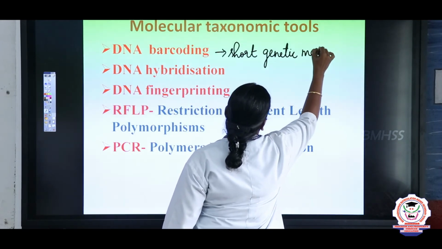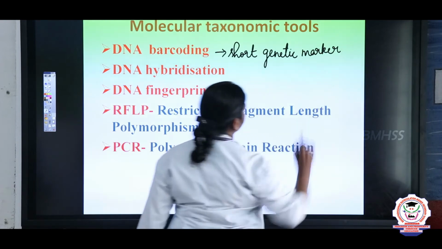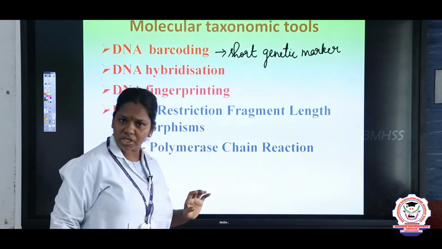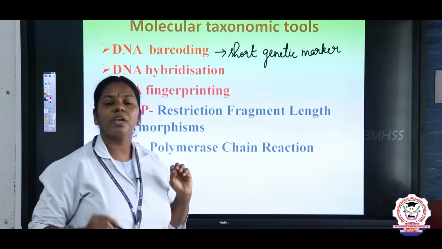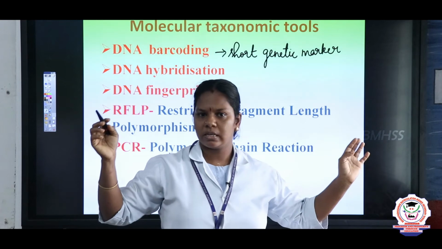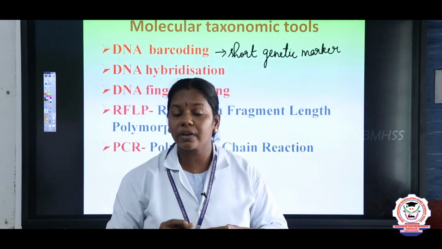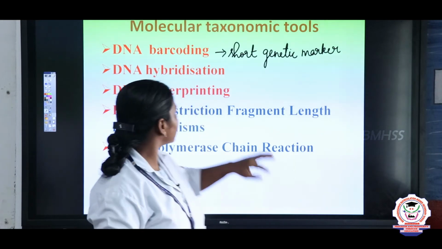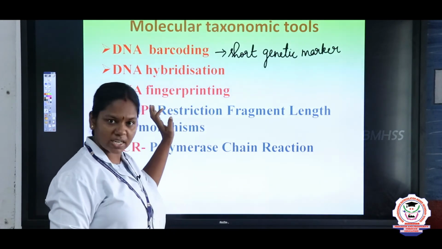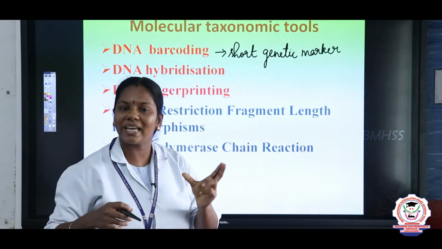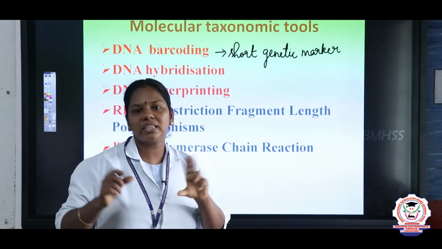Genetic marker to identify the organisms. And DNA hybridization. With hybridization, we can understand the similarities. There are varieties of genes, right? From that we can identify the similarities of the DNA sequences by using DNA hybridization. Hybridization means mixing of two genes. Before that you should know the sequence of both the DNAs.